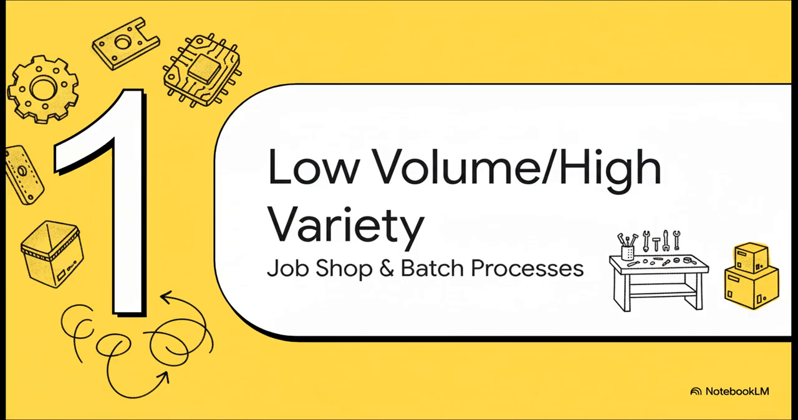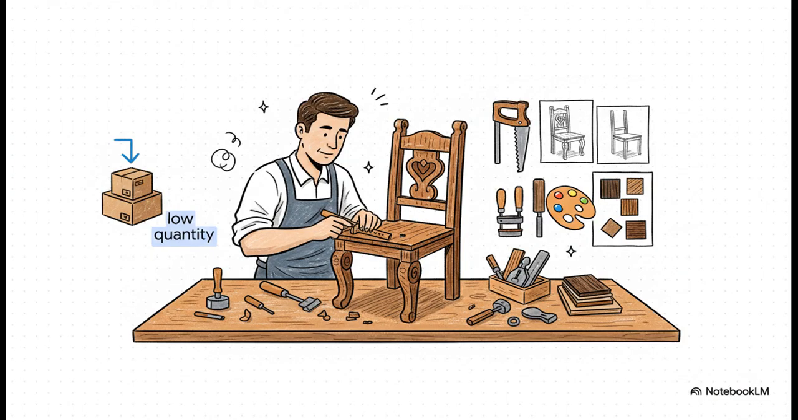At the end of the spectrum where everything is about customization and being flexible. This is the world of making just a few things at a time, but with a ton of variety. And this is home to 2 processes, the job shop and the batch process. First up, we have the job shop. You'd use a process like this when you only need to make a very small number of things, but each and every one of them is highly customized. We're talking totally one of a kind.